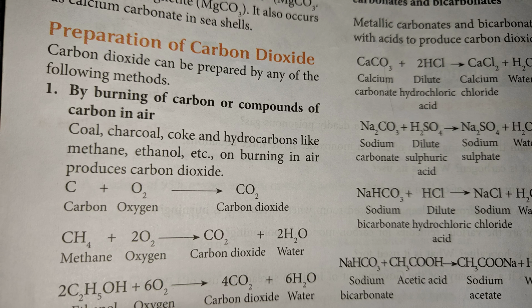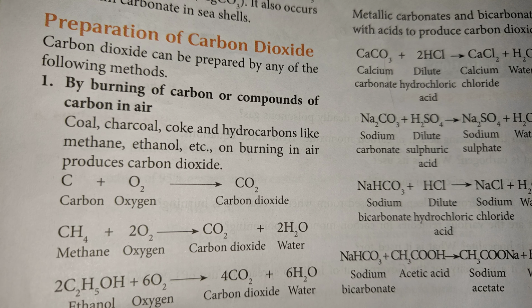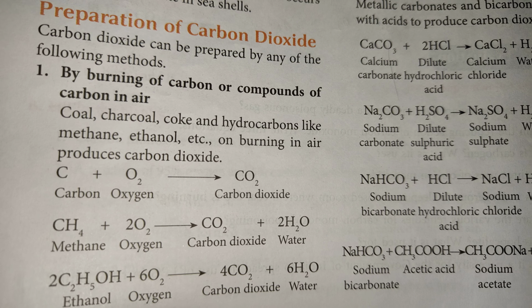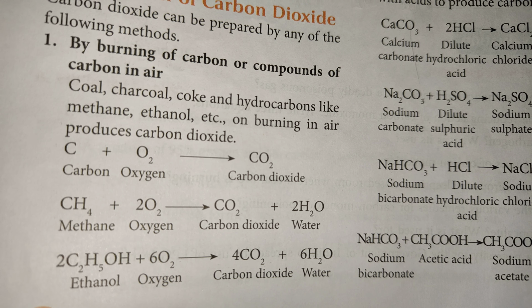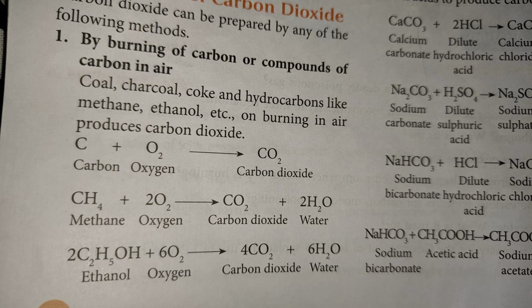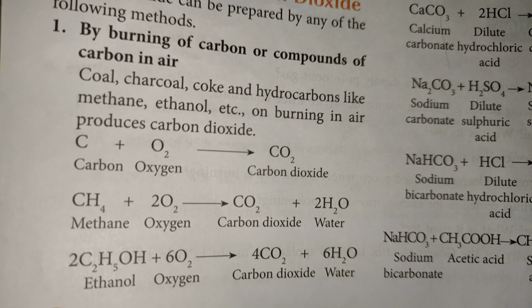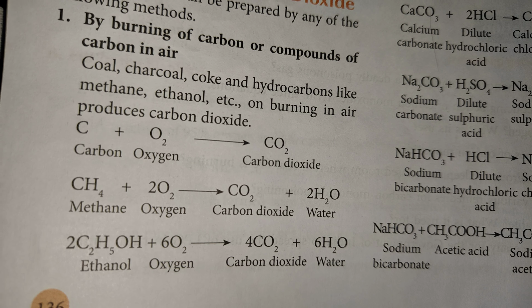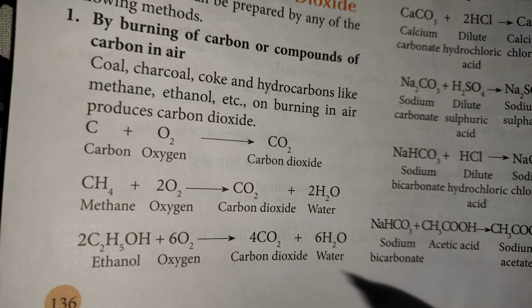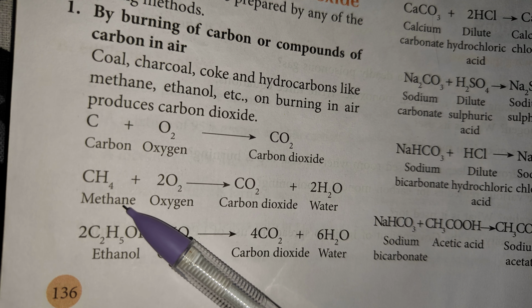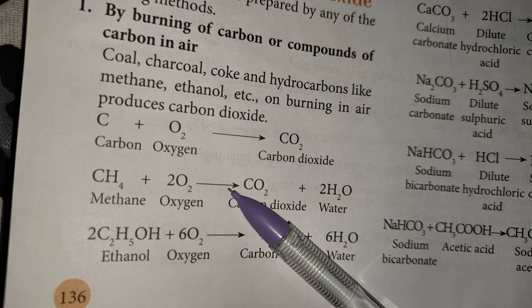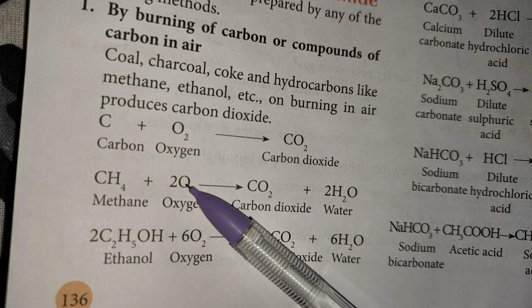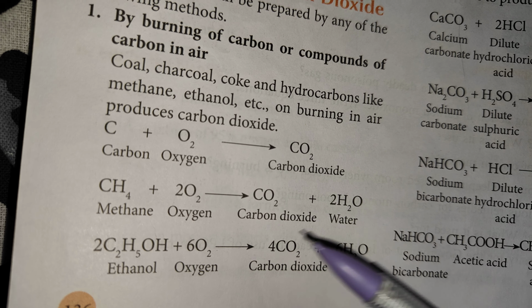Preparation of carbon dioxide. Students, how can we prepare carbon dioxide? First, by burning carbon or the compounds which have carbon in them in the presence of air. When we burn the compounds which have carbon in them, they react with the oxygen present in the air, and then they form carbon dioxide. Suppose we have methane, when methane burns in the air which has oxygen, then this carbon atom will combine with oxygen atom, and then carbon dioxide will be formed.